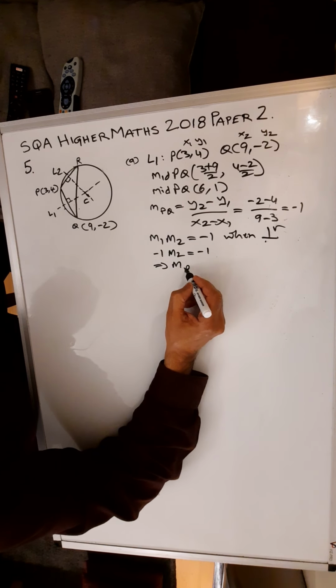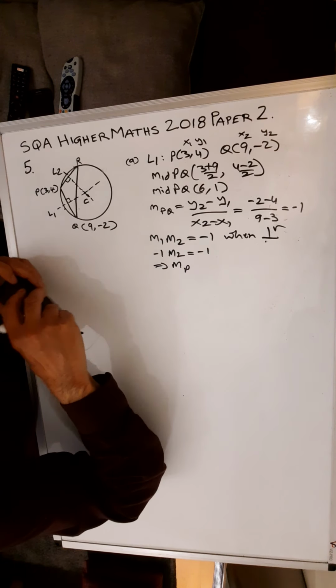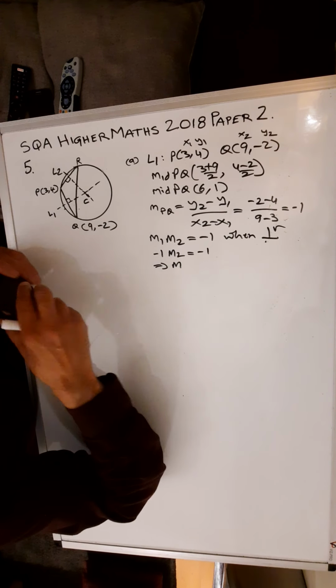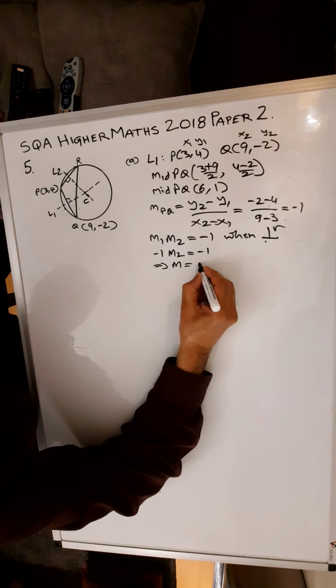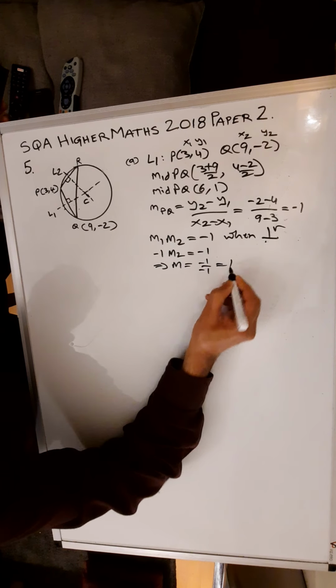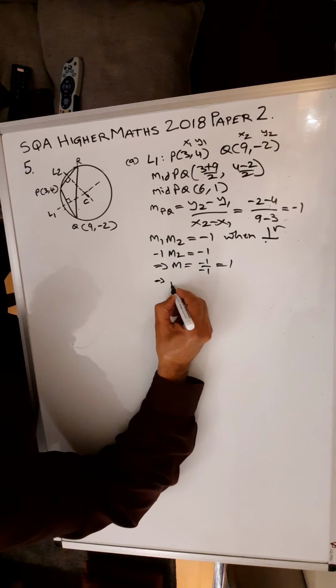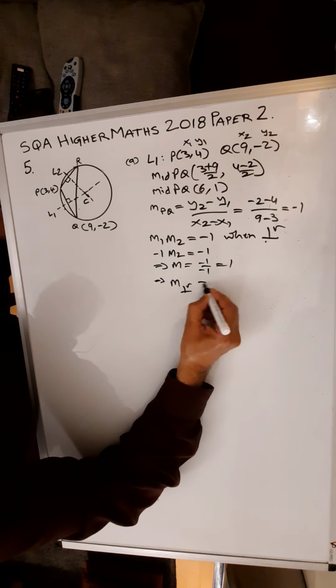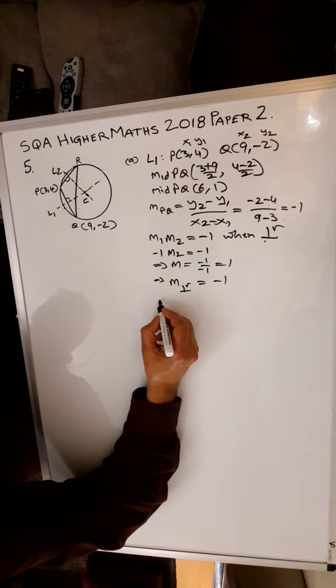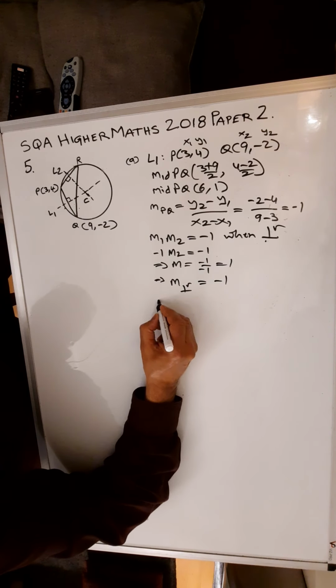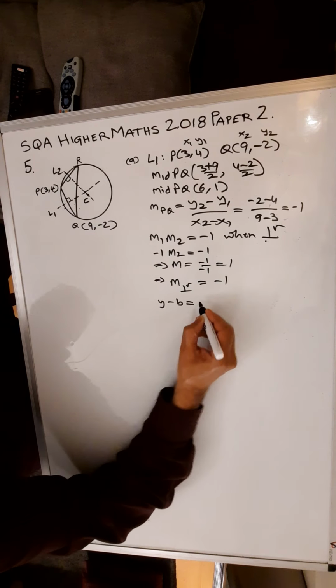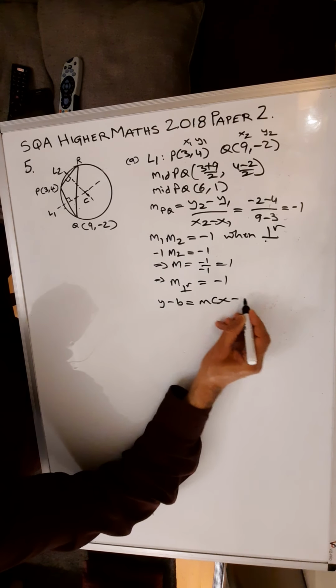the perpendicular is -1 over -1, which is 1. Gradient of the perpendicular is 1. So now you've got to work out the equation of a line: y minus b is equal to m(x minus a).